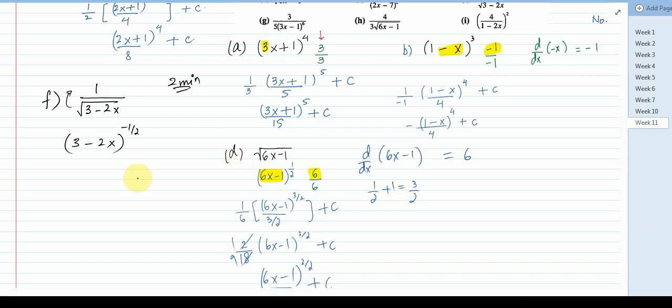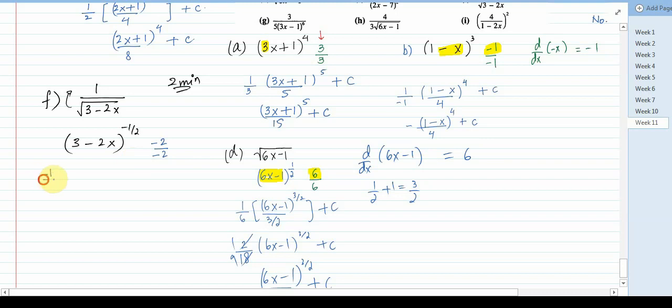Alright, the first step is we cannot integrate that function because the derivative, which is minus 2, is not present with the function. So we need to multiply and divide it by minus 2. Alright, now the derivative is present, that means the function is ready to integrate.